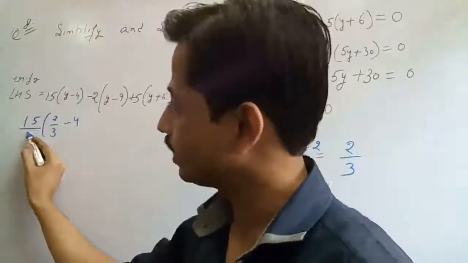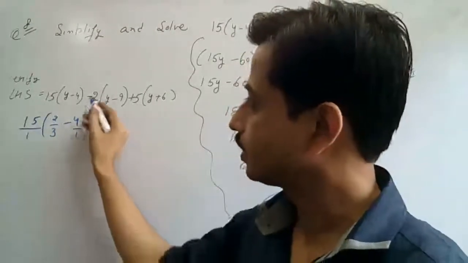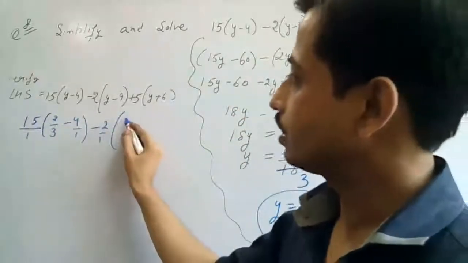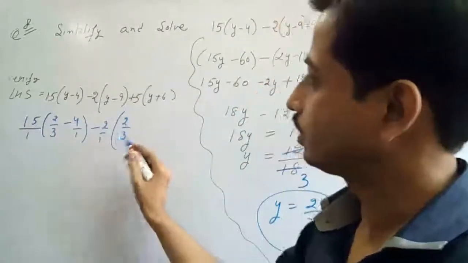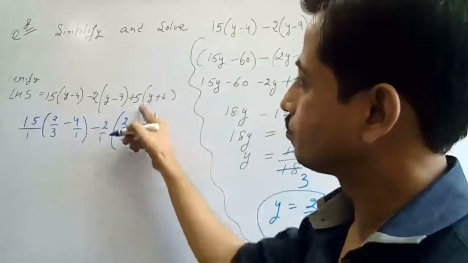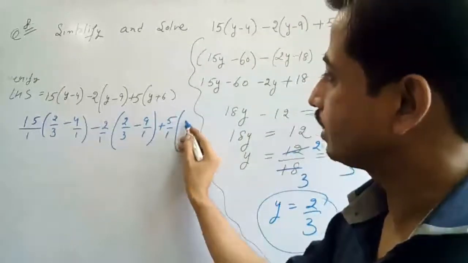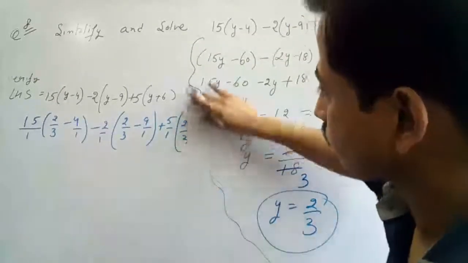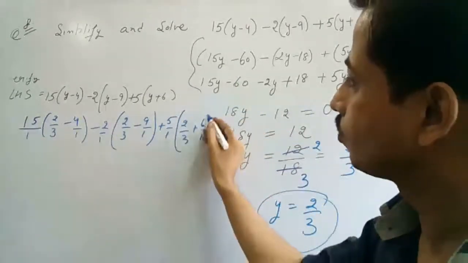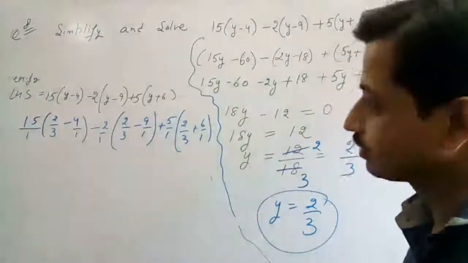So 15 can be written as 15 by 1. 4 can be written as 4 by 1. Same here. 2 can be written as 2 by 1, y. The value of y is 2 by 3. Minus 9 can be written as 9 by 1. Plus 5 can be written as 5 by 1, y can be written as 2 by 3. And plus 6 can be written as 6 by 1. Solve further.